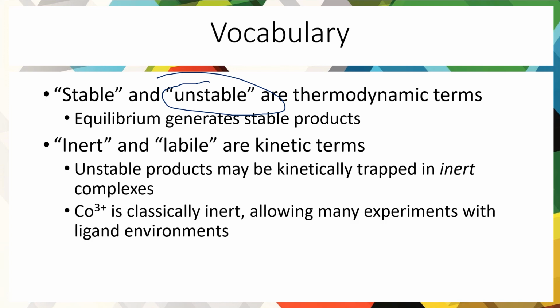One complex where that's the case is cobalt 3+. Cobalt 3+ is that typically low spin d6 complex, and it's classically inert. This was the first metal to be used as a framework to test ligand environments, and the laboratory you just completed is an example of that. So it's very possible to make lots of different, maybe stable, maybe unstable, doesn't matter, but kinetically inert complexes of cobalt 3+.